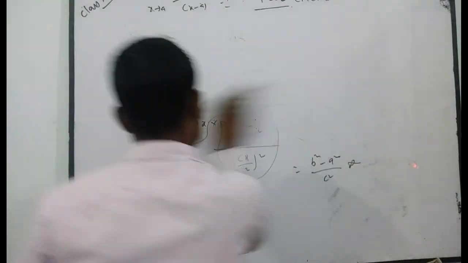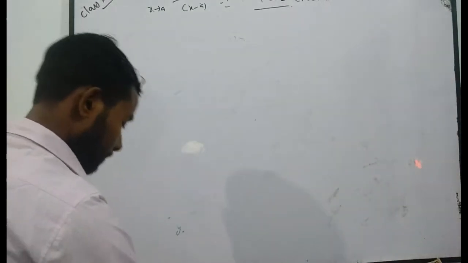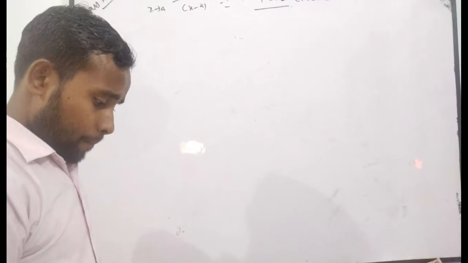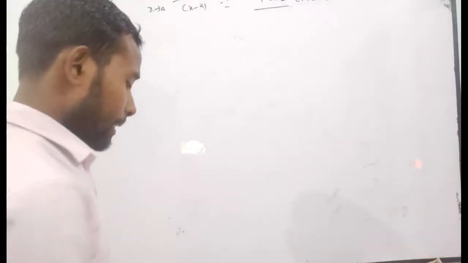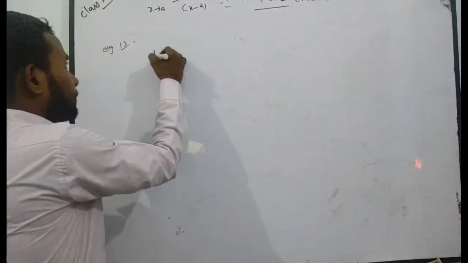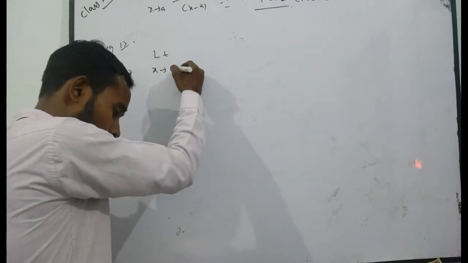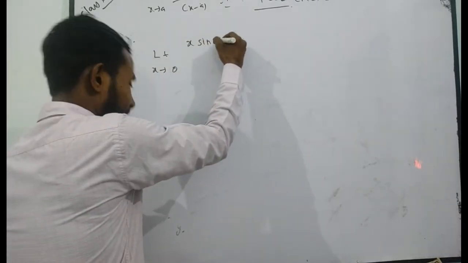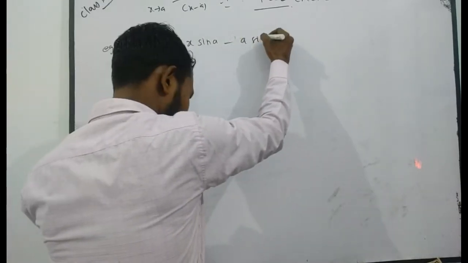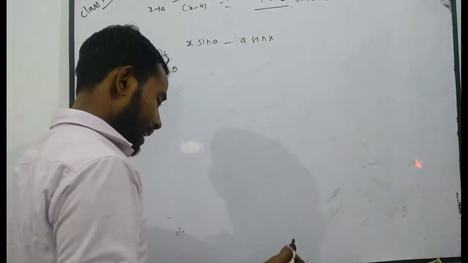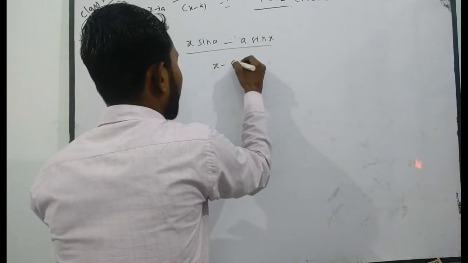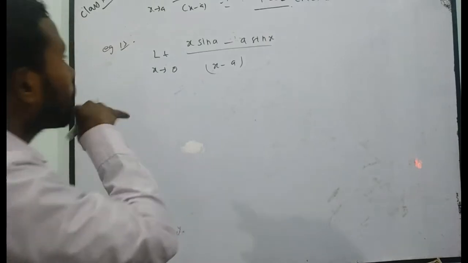Now we take problem 13. See example 13. This is a very good problem. Limit x tends to 0 of x sin a minus a sin x divided by x minus a. Now, how can you solve this problem?